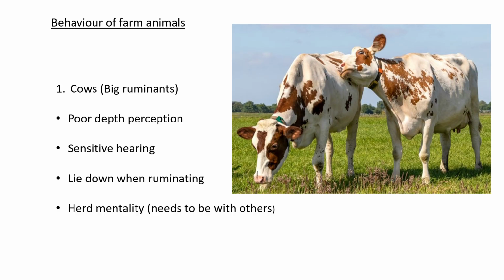Secondly, they've got sensitive hearing, so people handling cattle must actually be sensitive to them and not make loud noises, which is ironic because we do use whips to actually move them along. Then thirdly, when they are ruminating, they like to lie down. This is important, so the farmer will allow the animal to have enough space. If they're kept inside a housing system, they must have space to lie down and ruminate.